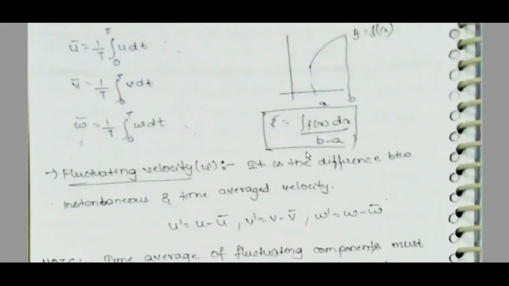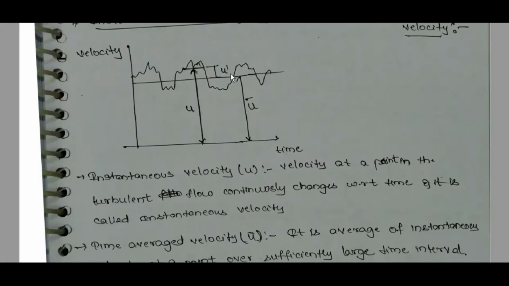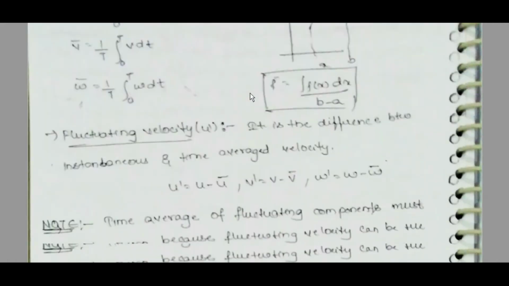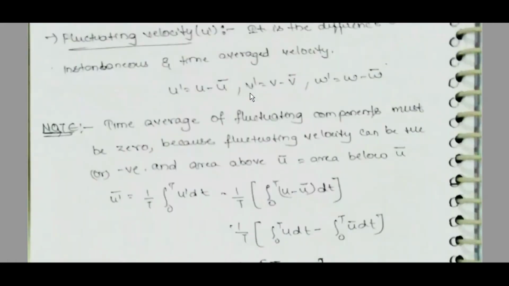Fluctuating velocity u prime is the difference between instantaneous and time averaged velocity. u prime is equal to u minus u bar. v prime is equal to v minus v bar. w prime is equal to w minus w bar.